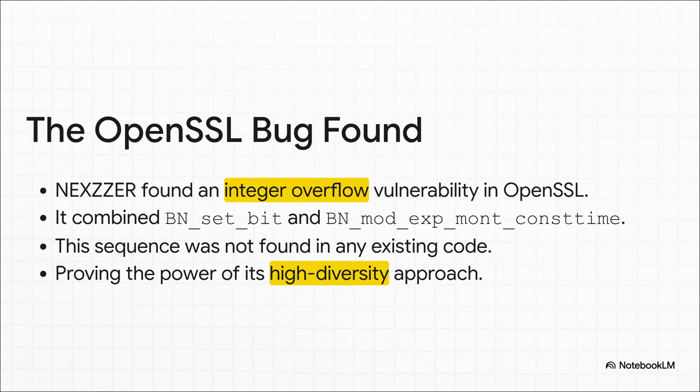So let's bring it all the way back to that OpenSSL bug from the beginning. The one that the replicator tools could never find? Well, NEXZZER found it. By being creative and combining those two functions in a way no one had before, it uncovered that vulnerability. This is the ultimate proof that its approach, balancing high diversity with high accuracy, actually works.